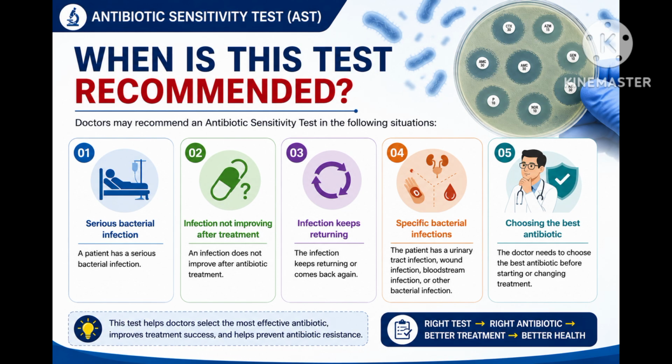When is this test recommended? Doctors may recommend this test when a patient has a serious bacterial infection, an infection does not improve after antibiotic treatment, or the infection keeps recurring. It is also recommended when the patient has a urinary tract infection, wound infection, bloodstream infection, or other bacterial infection, and the doctor needs to choose the best antibiotic before starting or changing treatment.